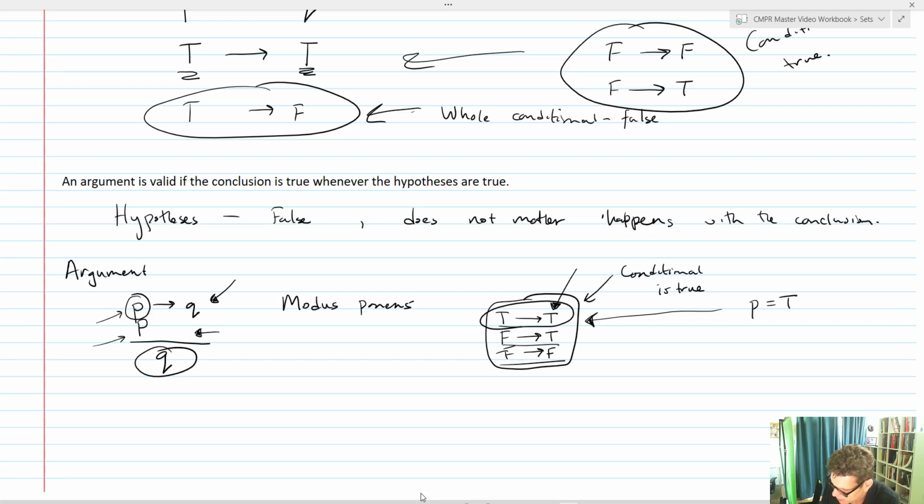Notice that the other two, they don't have P being true. So consequently, we can't use them. We're only going to use the ones that actually match. And so consequently, since P is true and the conditional is true, that forces Q to be true. So Q must equal true. Right? Thus, the argument is valid. And that's what makes a valid argument. Right? If we know that the assumptions or the hypotheses for the argument are true, then that forces the conclusion to be true. Right? And thus we have a valid argument.